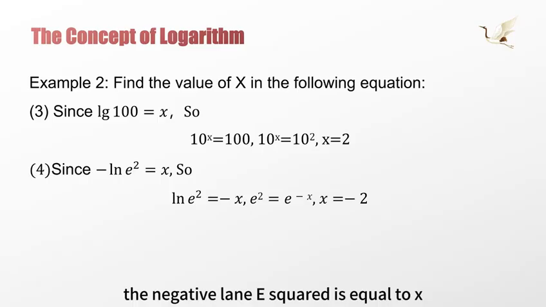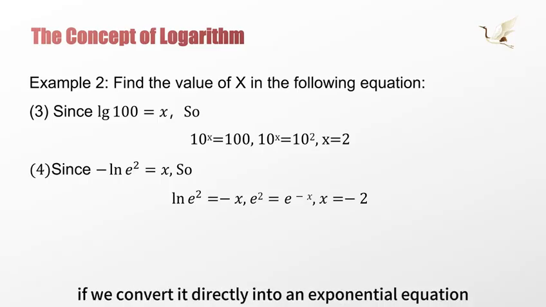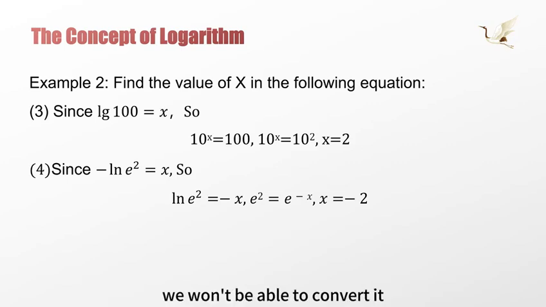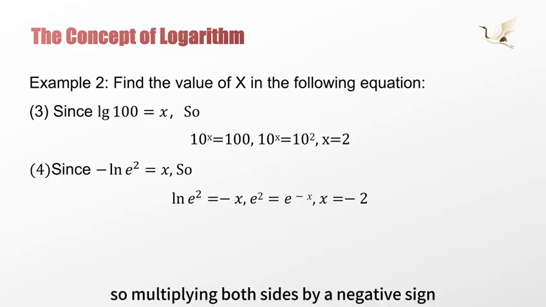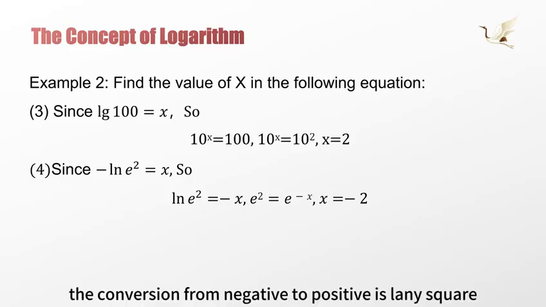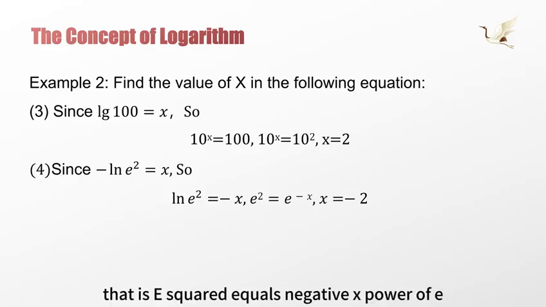The 4th one. The negative ln e squared is equal to x. If we convert it directly into an exponential equation, we won't be able to convert it. What should we do? We have discovered that there is a negative sign obstructing us here. So, multiplying both sides by a negative sign at the same time, the conversion from negative to positive is ln e squared equals negative x. That is, e squared equals e to the power of negative x. We have obtained x equal to negative 2.